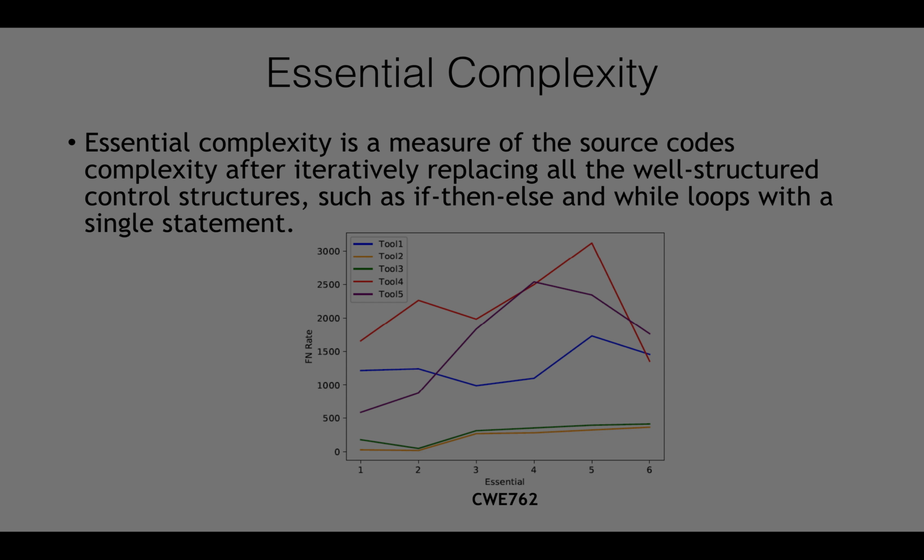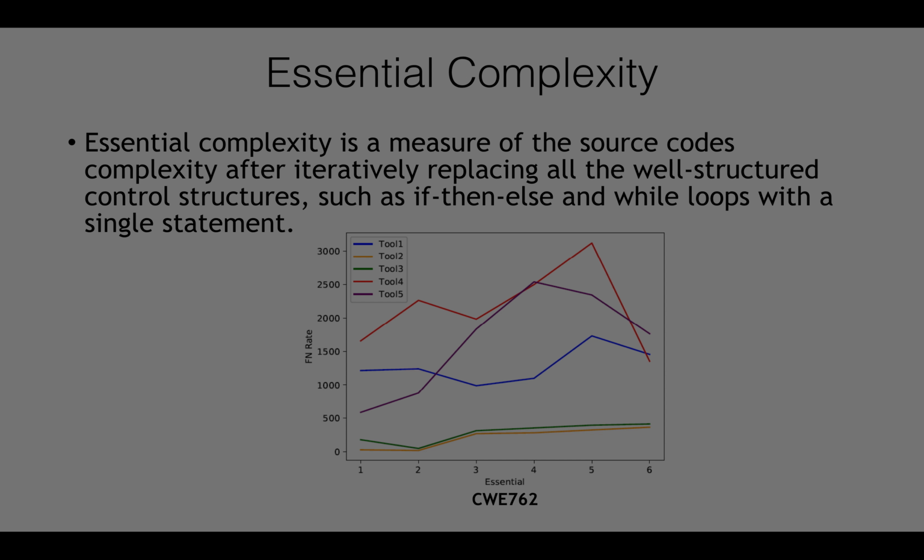This figure highlights the result of a static code analysis tool for CWE 762, which stands for mismatched memory management routines, based on the value of the essential complexity metric. As shown in this figure, the x-axis shows the value of the false positive rate, while the y-axis shows the essential complexity metric value.